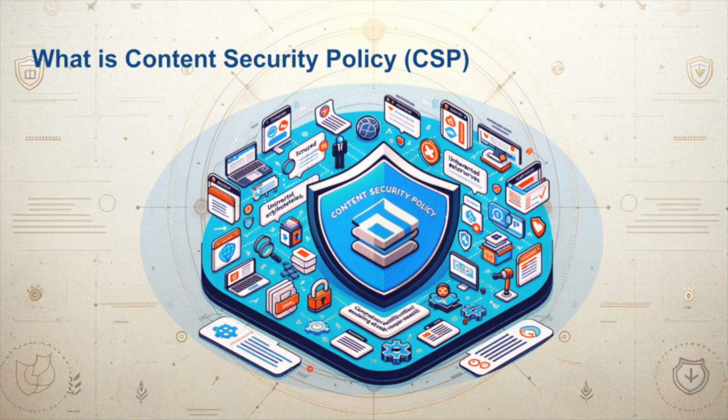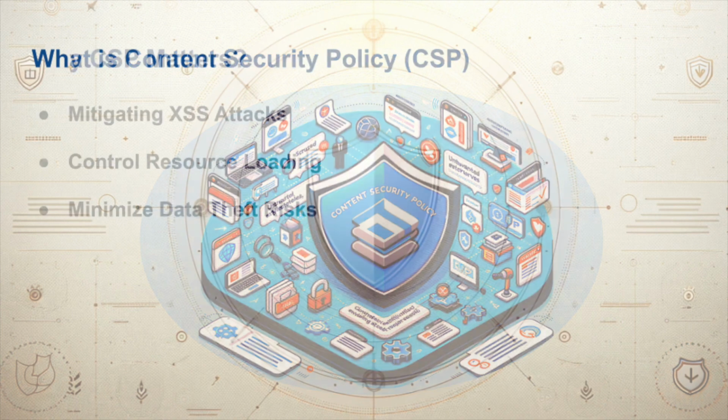CSP, or Content Security Policy, is a security standard that serves as a digital shield. It specifies which external resources, such as scripts, style sheets, and images, are allowed to load in your web application. By defining a whitelist of trusted sources, CSP prevents the execution of unauthorized or malicious content, effectively protecting your application from XSS attacks and other vulnerabilities.